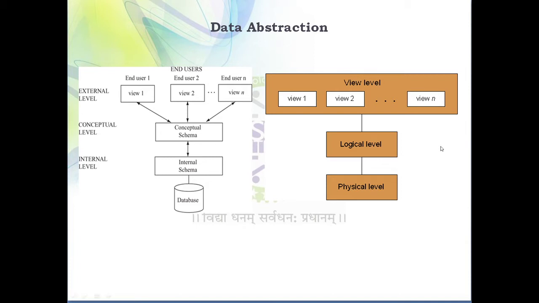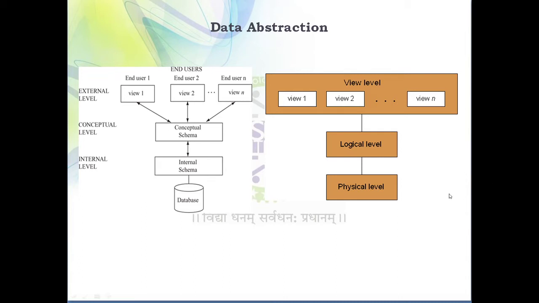In this diagram you can see there are three levels: physical level, logical level, and the view level. As you move from bottom to top, the level of abstraction increases, and if you move from top to bottom, the level of abstraction decreases. Here we'll discuss what information is known to the user at every level.